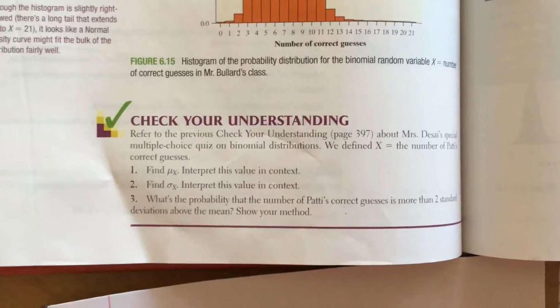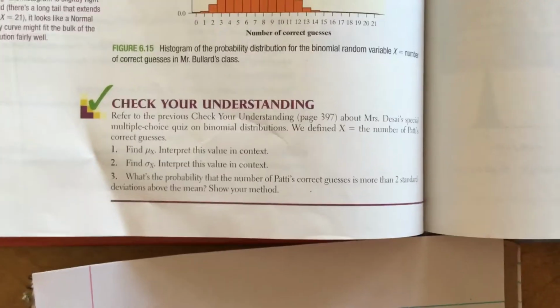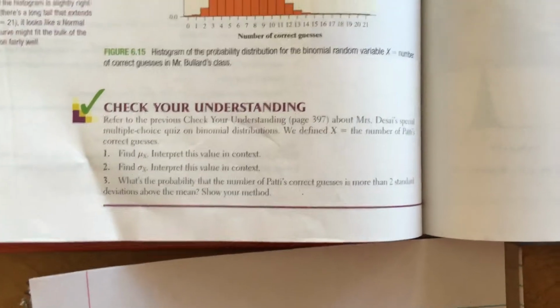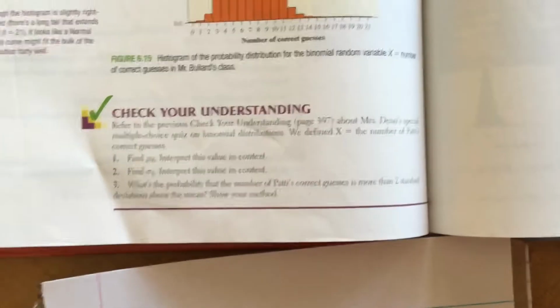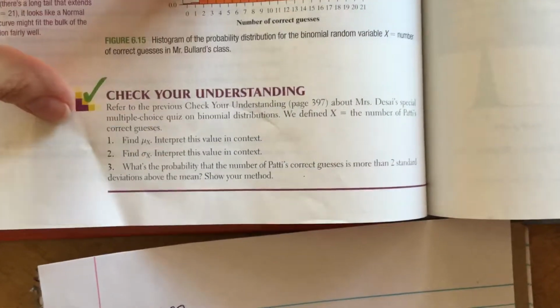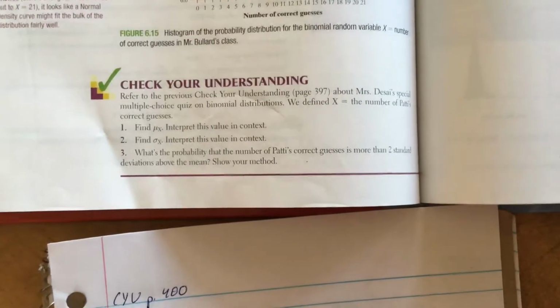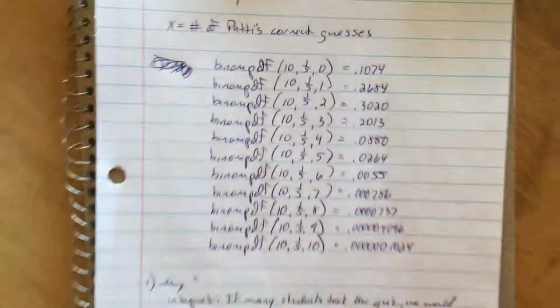Okay, guys, we'll do the check your understanding on page 400. Refer to the previous check your understanding about Miss Desai's special multiple choice quiz on binomial distributions. We define X as the number of Patty's correct guesses. So we're going to find the mean and the standard deviation, and then we'll do something else. So before we do that, come on down here.